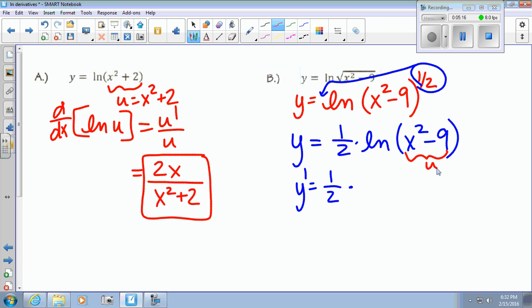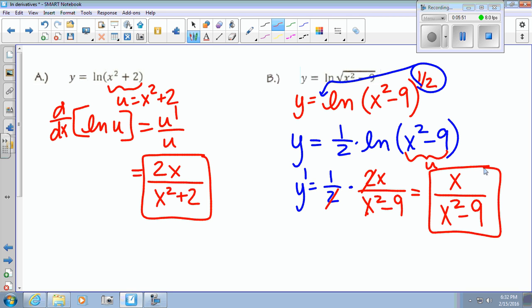So I need the derivative of that function, x squared minus 9, which would be 2x, divided by the original function, x squared minus 9. Okay. And I can simplify this problem a little bit because I've got the 1/2 times the 2x over x squared minus 9. So the 1/2 and the 2 can cancel each other out and simply leave me with x over x squared minus 9.